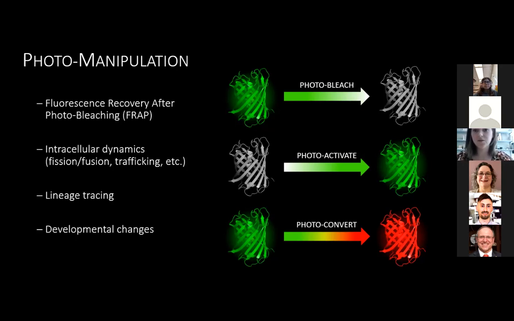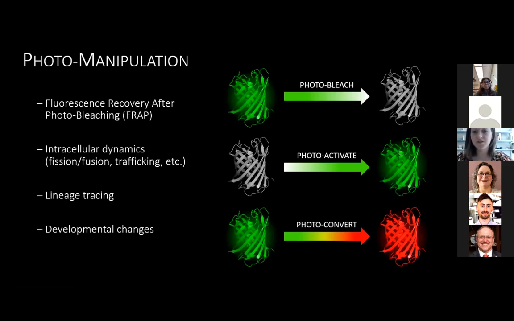Something else that you can do is you can photoactivate proteins. So for example, here we have a non-fluorescent protein, but if that protein was exposed to high levels of UV light, it would actually activate and it would become fluorescently green. And it's another method of doing intracellular dynamics for mitochondrial fission or fusion, protein trafficking, and so on.